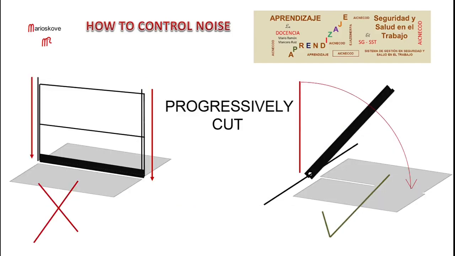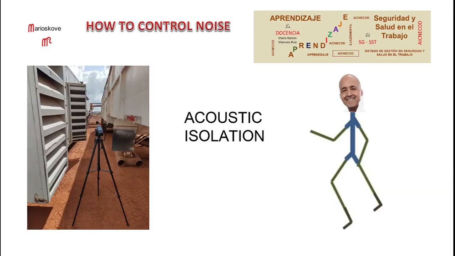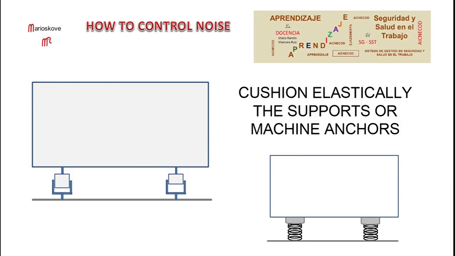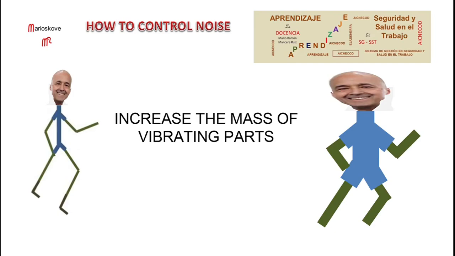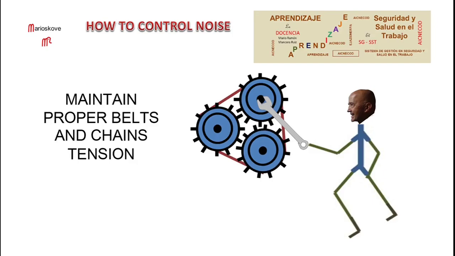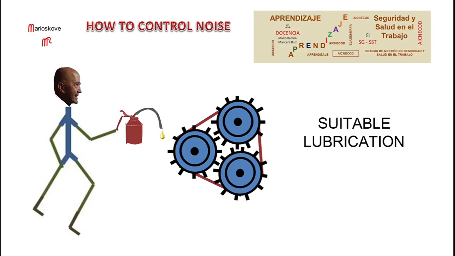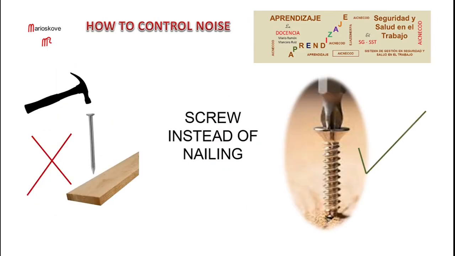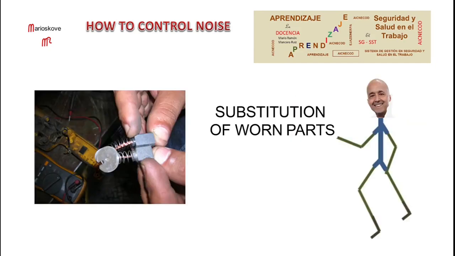Progressively cut. Acoustic isolation. Cushion elastically the supports or machine anchors. Increase the mass of vibrating parts. Maintain proper belts and change tension. Suitable lubrication. Screw instead of nylon. Substitution of worn parts.